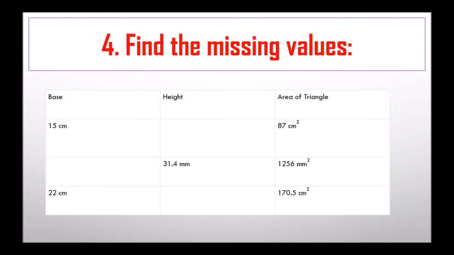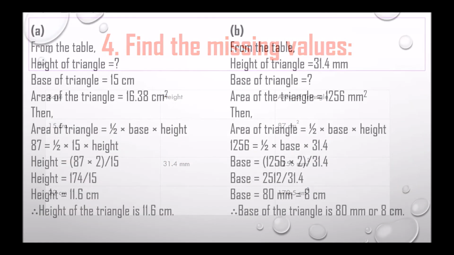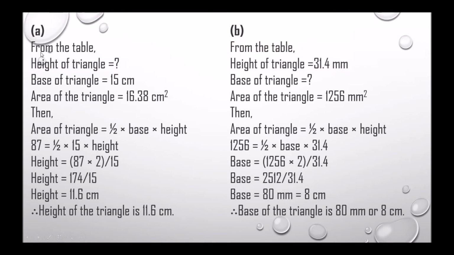Fourth question, find the missing values. So in the first, height is not given. Base of triangle is given 15 centimeter. Area of triangle is given 87 centimeter square. So area of triangle equals half into base into height. So 87 equals half into 15 into height. Height equals 87 into 2 upon 15. So height equals 174 upon 15. So height equals 11.6 centimeter.